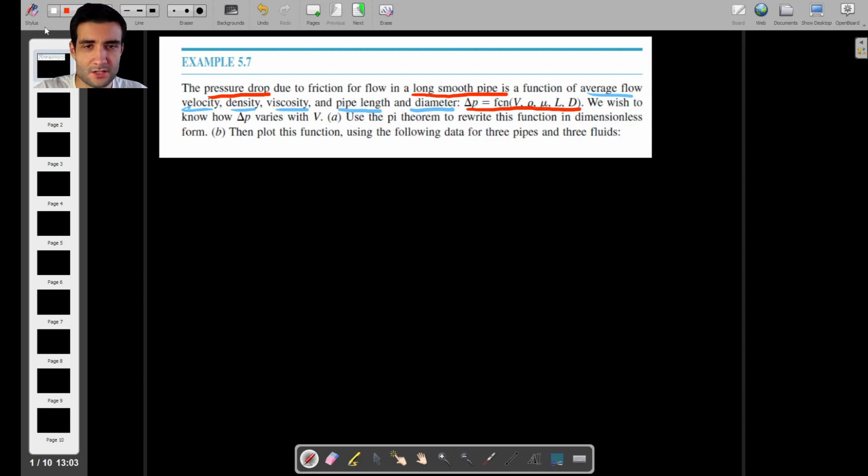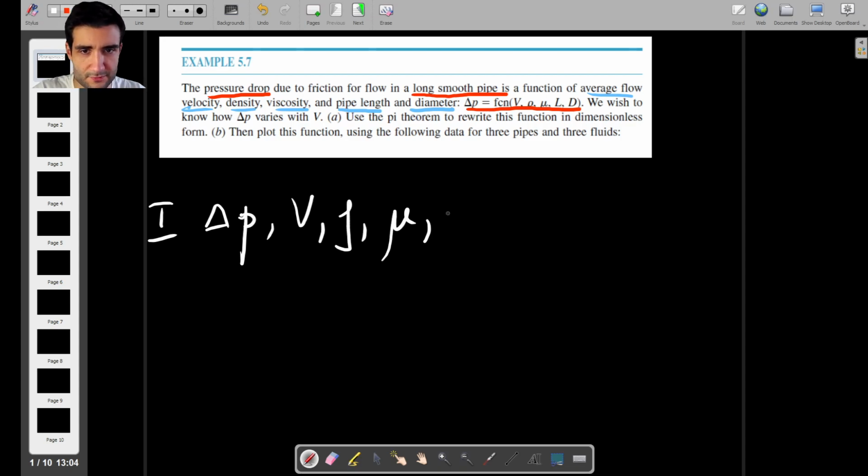So I'm going to proceed doing this in the usual way, which is using the Buckingham Pi theorem. But I will start by first writing out all the variables. So first of all, we have this change in pressure. Then we have the velocity v, we have the density, we've got viscosity, length, and diameter. Okay, so the first step is counting how many we've got, and you can see that we have 6 variables.